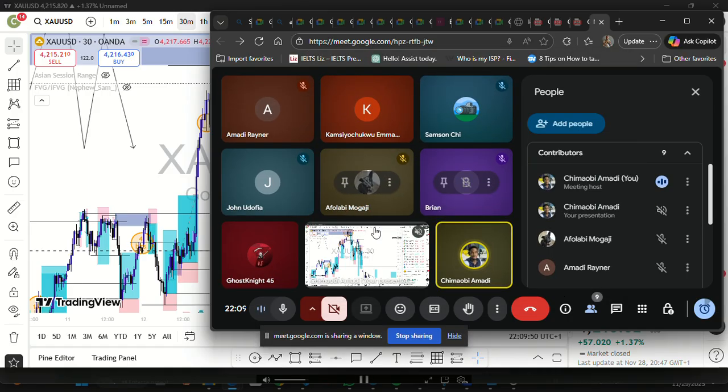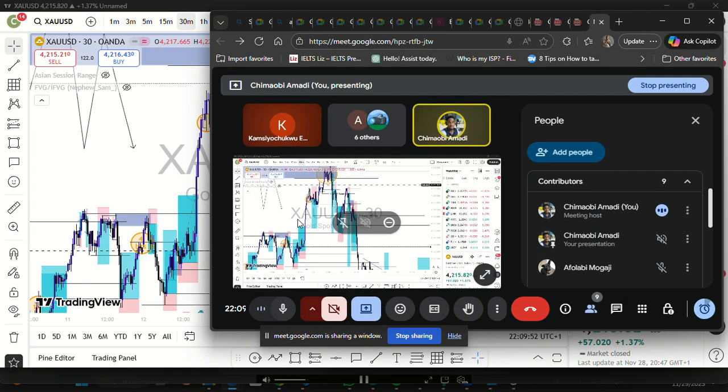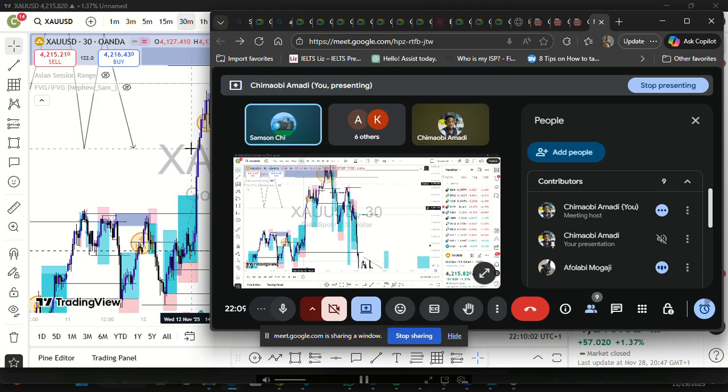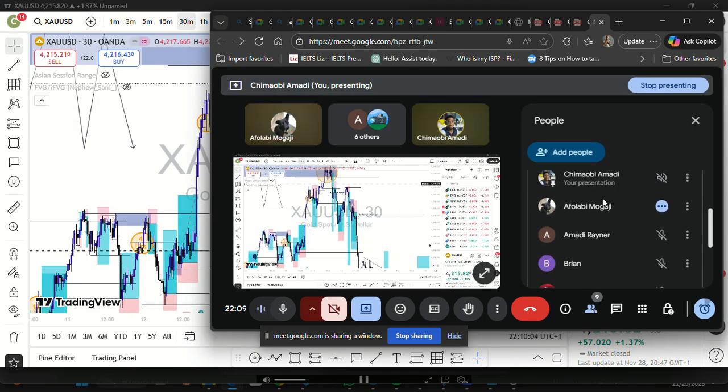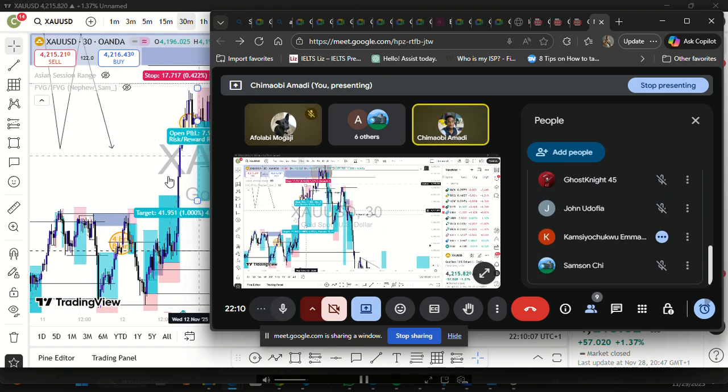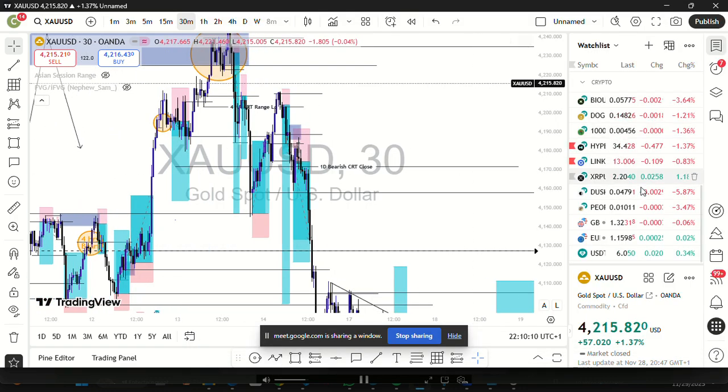Can you guys see my screen? Can anyone see my analysis? I don't know whether my screen has started sharing on XAUUSD. Yeah, I can see your screen. Okay, looks like it should be working now. Yeah, so it's showing. I believe everyone can see it.